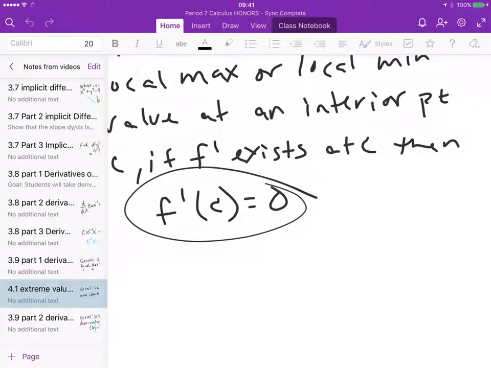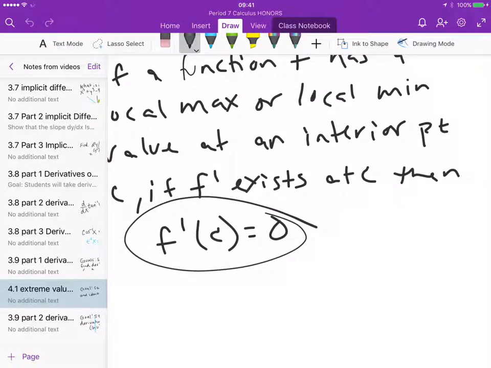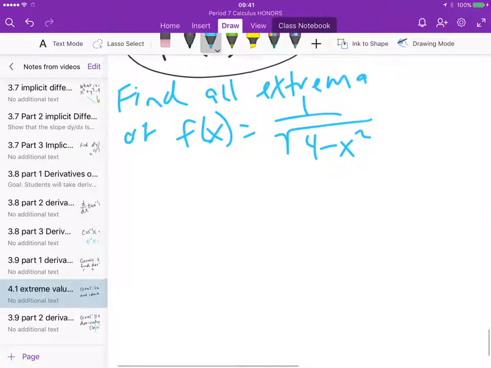So let's say we want to find the extreme values. So let's find all extremes of the function f of x equals 1 over the square root of 4 minus x squared. So we're concerned with all of the extrema for this one, local max, local min, and all the absolutes as well. So first and foremost, we have to think for a second about where this function is actually going to be defined.